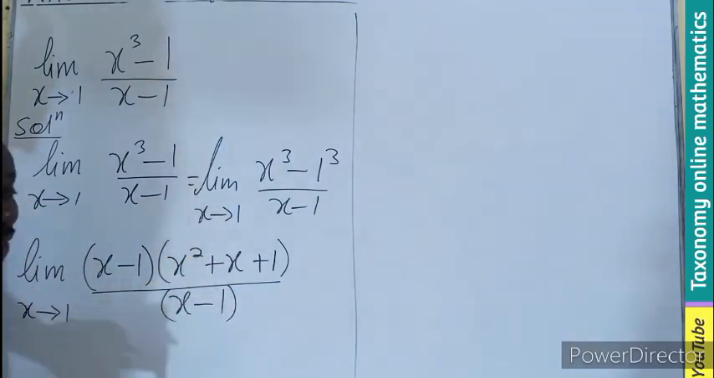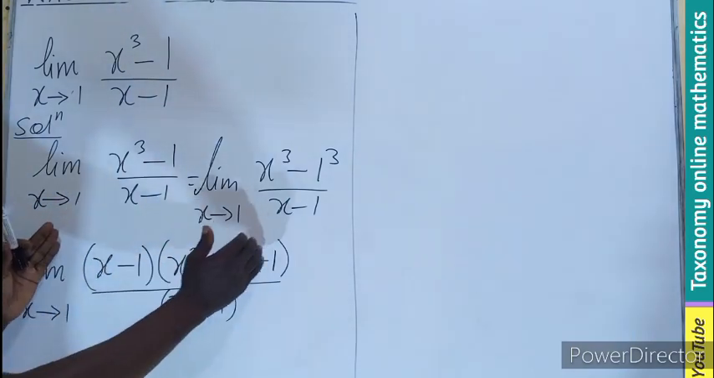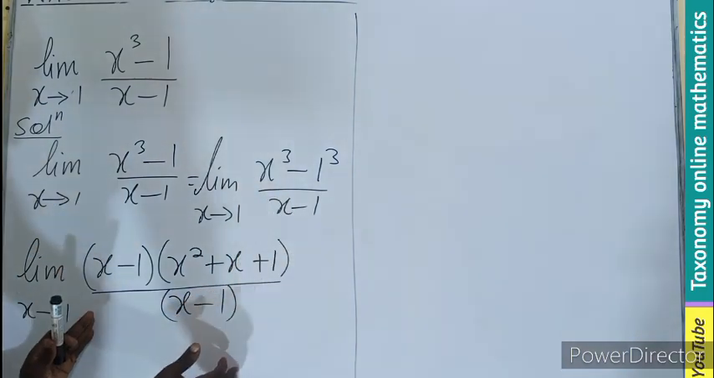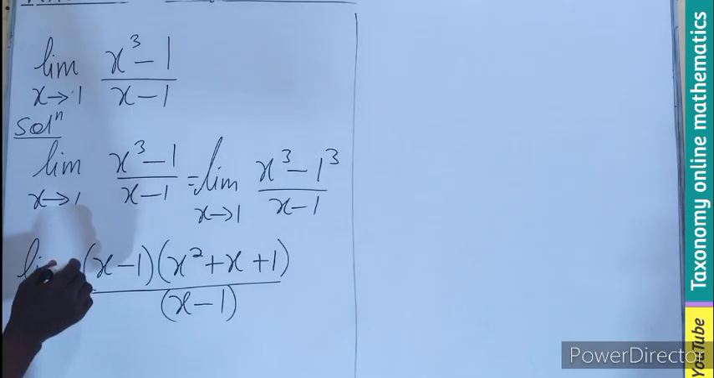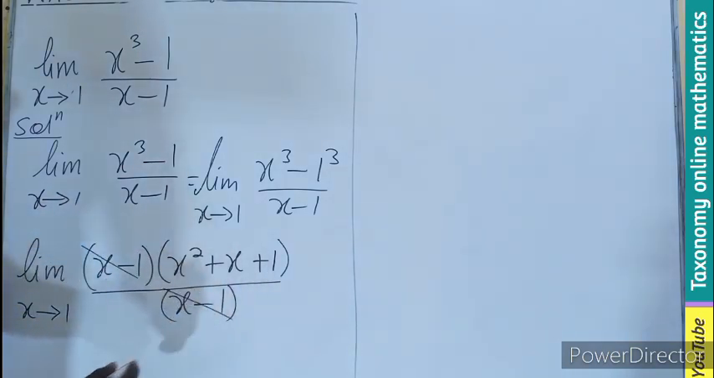I think I've discussed this in one of my videos in the playlist. You can check that. Not the limit, but the difference of cubes and the sum of cubes in algebra. So here we can see a common factor will cancel out.